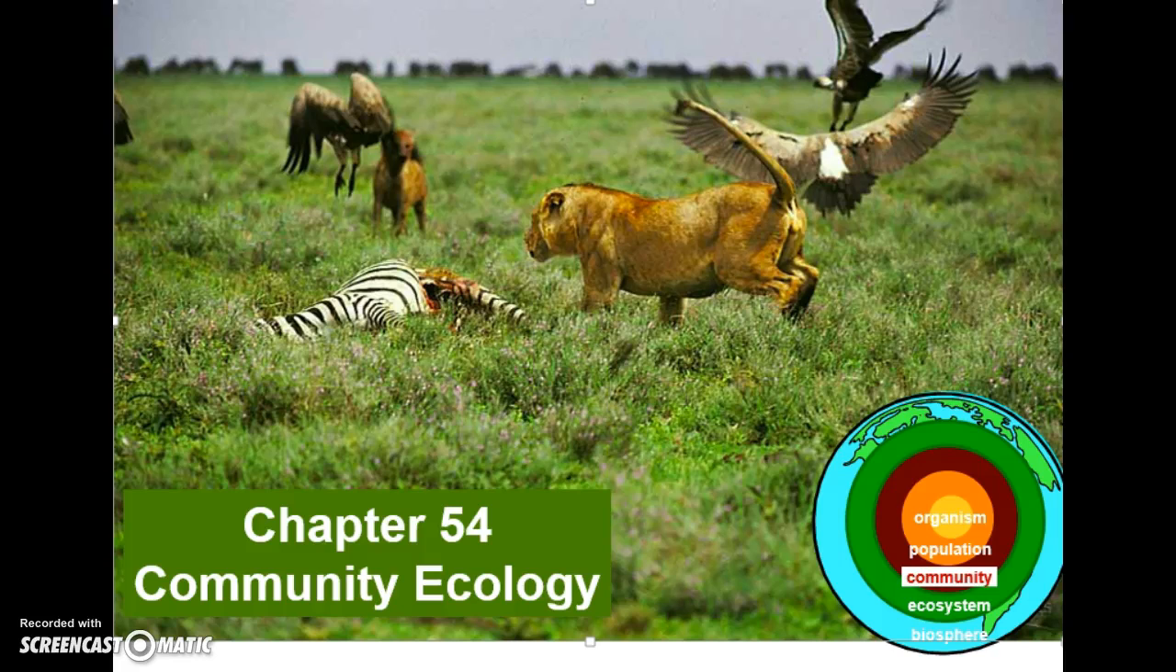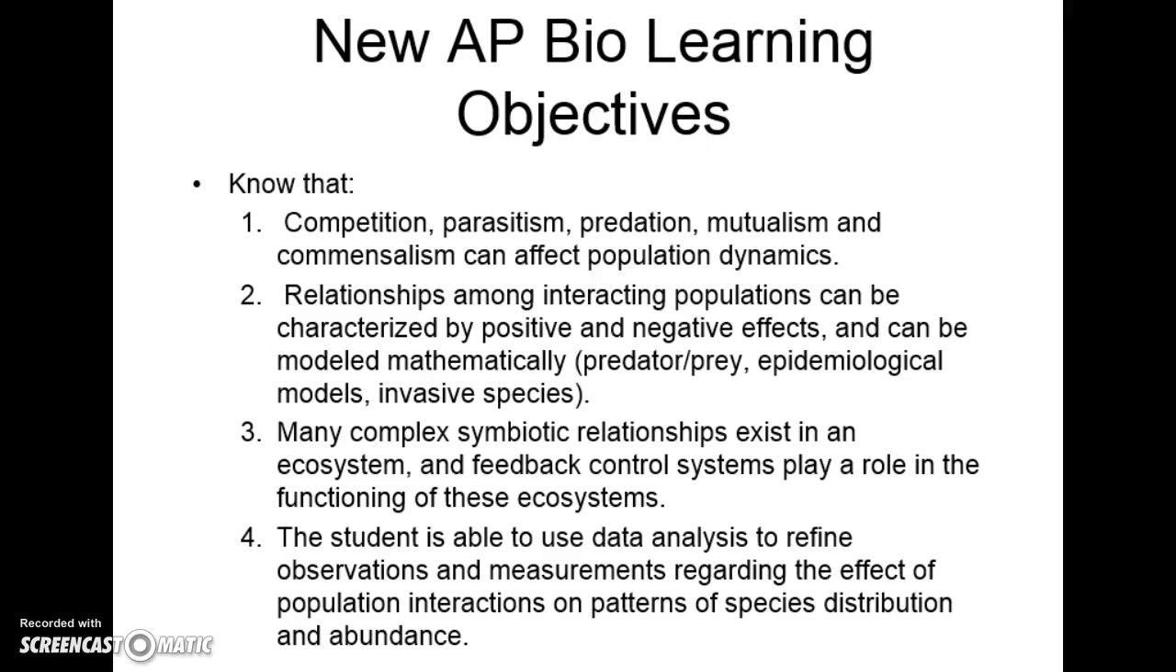This is part 1 of Chapter 54's lecture, and we're going to take a look at community ecology. And these are the AP Board's learning objectives that coincide with this chapter. Things that you should focus in on and know are listed here, so you can pause this and jot down some of the main terms that you need to make sure you're covering. But understand some of these relationships between members of populations, different species within a community.